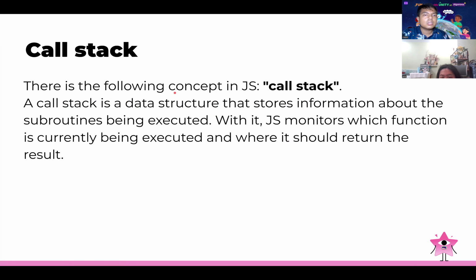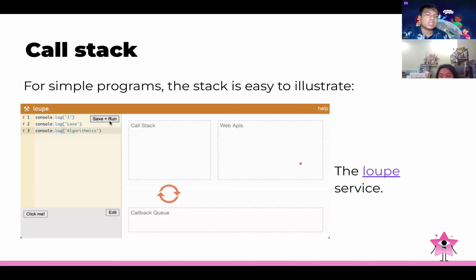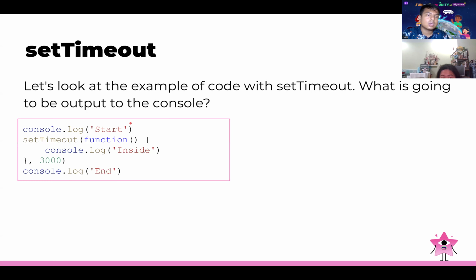Now, there is the following concept: the call stack. A call stack is a data structure that stores information about the subroutines being executed. With it, JS monitors which function is currently being executed and where it should return the result. So it's like sequencing code. Call stack is like a sequencing.